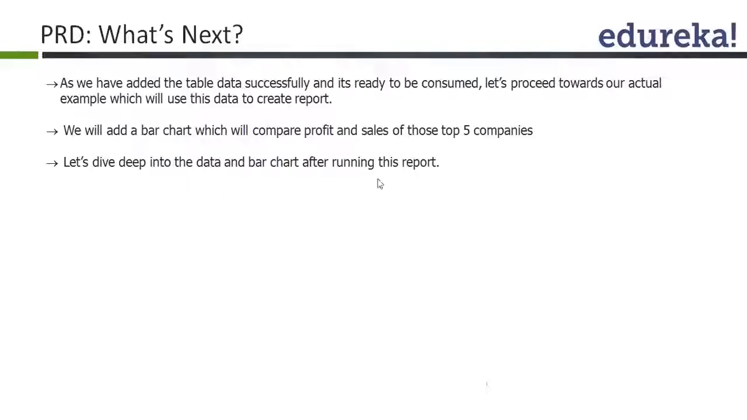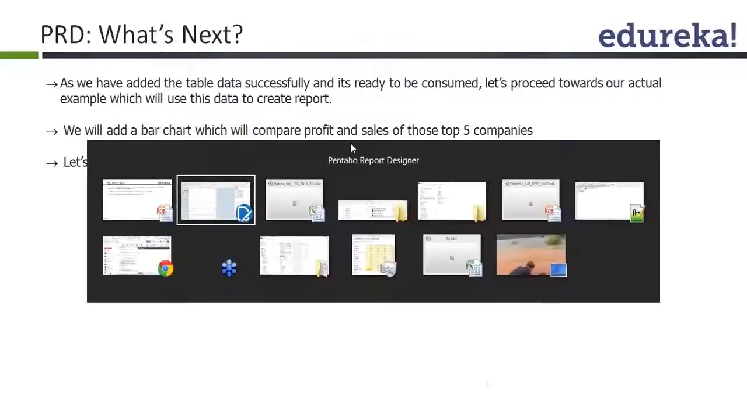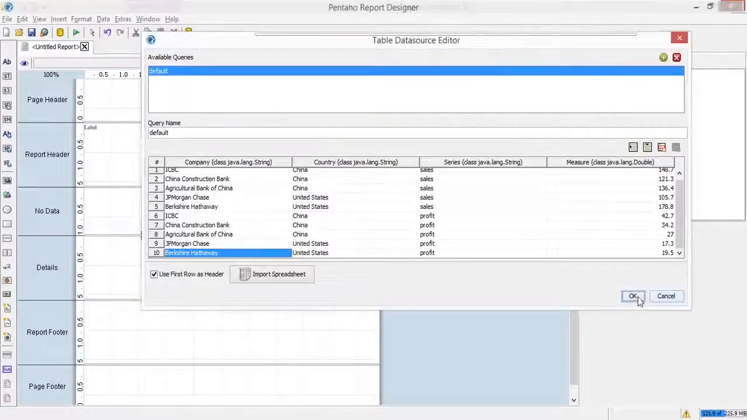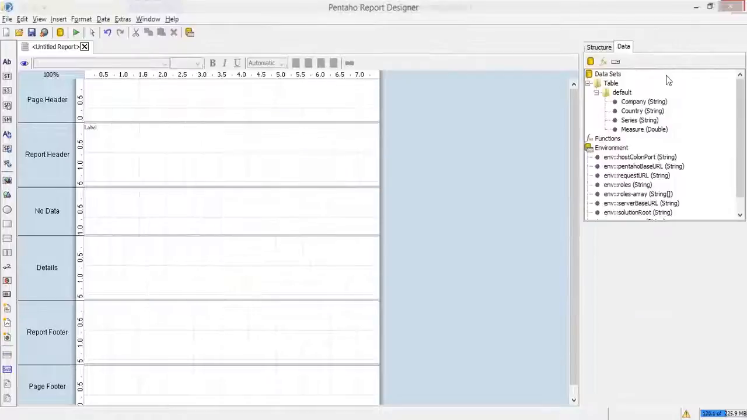Now you will click on OK and we will add a bar chart and we will define the series. So configure the bar chart in such a way that we can have 2 bars, one for sales and one for profit. So click on OK. So we are done with configuring the data part from the workflow. Now we will add a bar chart.